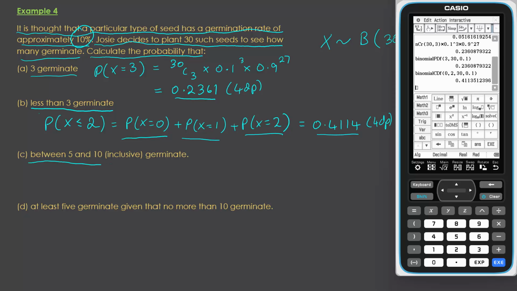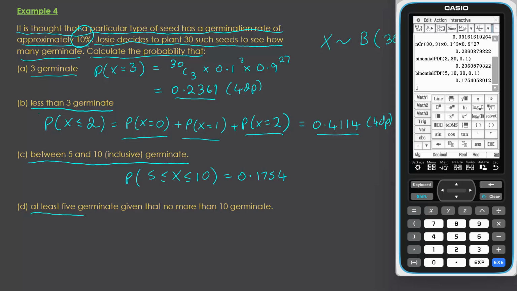So between 5 and 10 inclusive, so from 5 to 10. Now, of course, we can just edit this one if we want to. So we can just go 5 and 10 here. The other parameters haven't changed at all. And that one is 0.1754. So that's the probability of x being from 5 to 10 inclusive is 0.1754.